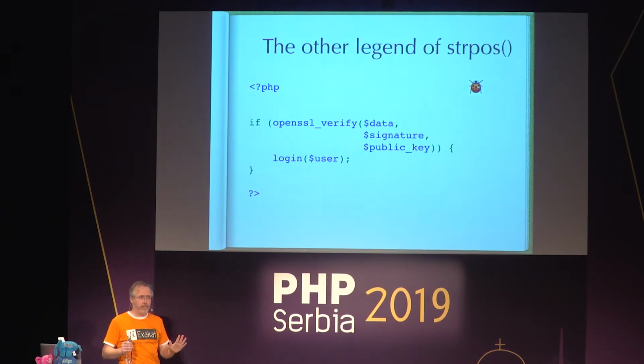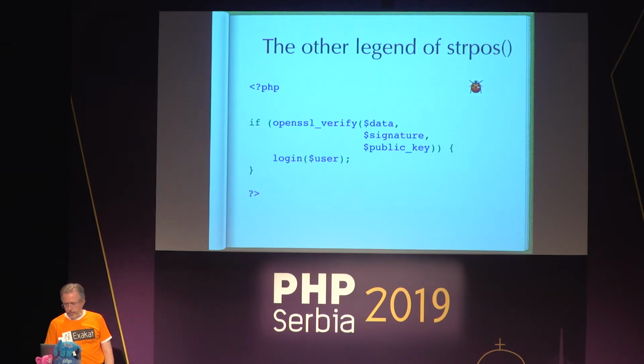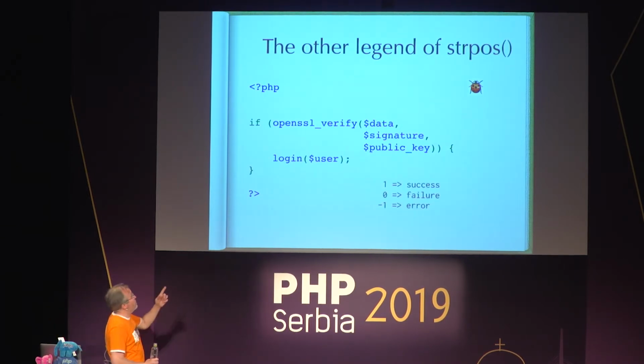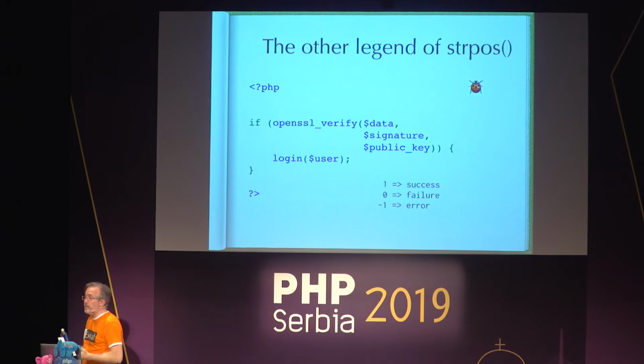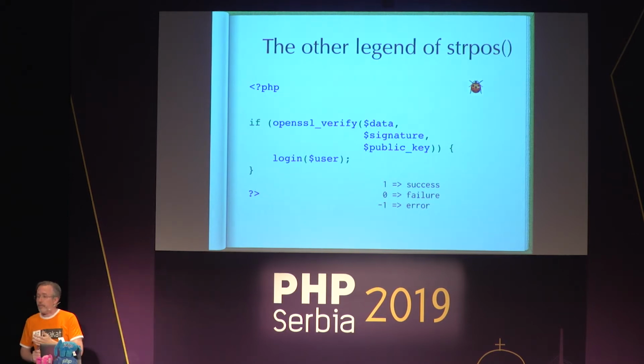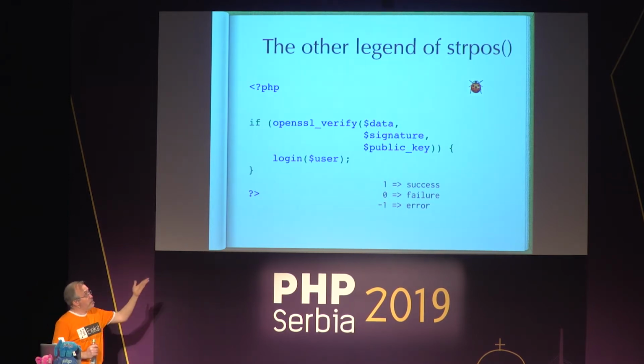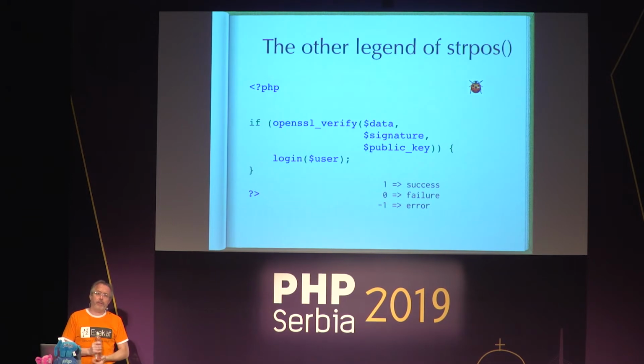If it works, then I get a login of my user. Safe, right? So, of course, you've got to consider that OpenSSL will return 1 in case of success, 0 in case of failure, and unlike strpos, you cannot mistake that. It will not return -1 or false for a failure. It will use -1 for an error. So you won't mistake that, right? No 0 mistaken with false.